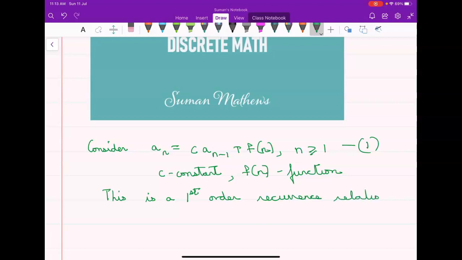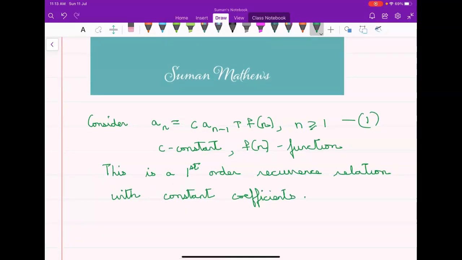So we have a first order recurrence relation with constant coefficients. This is the basic example of a first order recurrence relation. Now if f of n equal to 0, then it becomes a homogeneous relation. By a homogeneous relation, I mean a homogeneous recurrence relation.